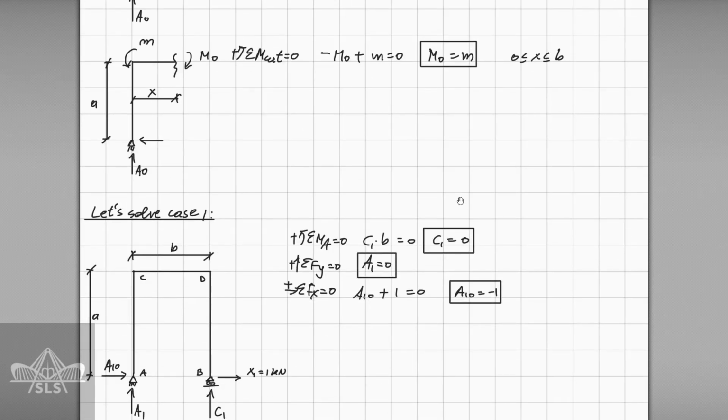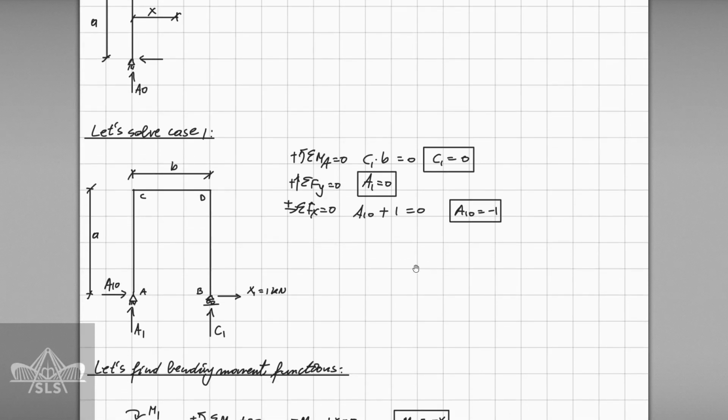Next, let's solve case 1, and the same principle applies here. We have to take the sum of bending moments at point A equal to 0 to define the reaction at C1, which is going to be 0. Then we take the sum of forces on Y, A1 is going to be 0 again. And by taking the sum of forces on X equal to 0, we define that A10 is going to be minus 1, meaning that it's going to have a different direction from the one which we supposed.